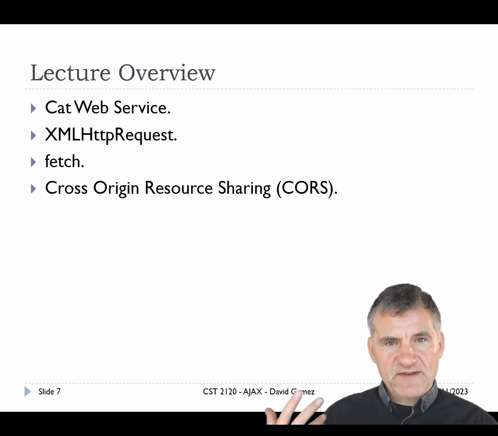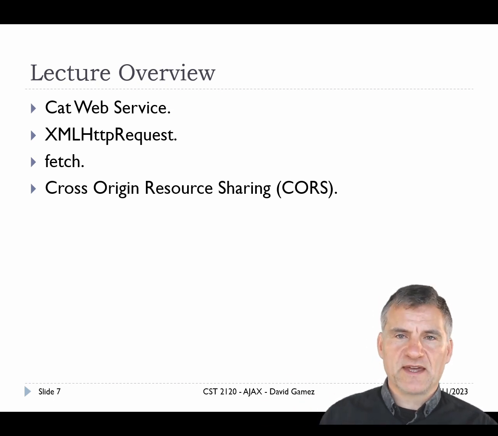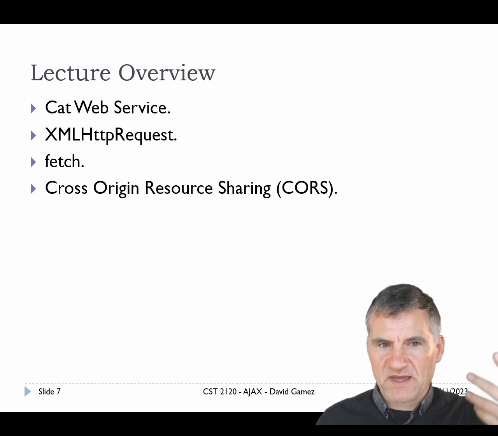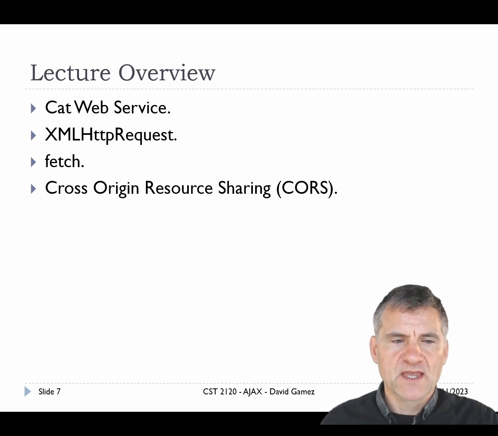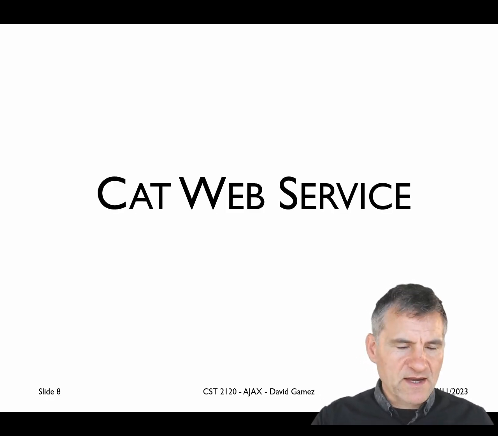In this lecture, I'm going to briefly explain the web service I'm going to use in these examples, because I can't really demonstrate AJAX without a web service running, so I've got a very simple cat web service. Then I'm going to talk about the original library for AJAX, which is the XMLHttpRequest library, or function, whatever you want to call it. And then we're going to talk about the more modern one based on promises, which is the fetch function. At the end, I'm going to talk about the problem of cross-origin resource sharing and how you may encounter that error when you're writing this kind of code for your projects. Okay, so let's start with the web service.